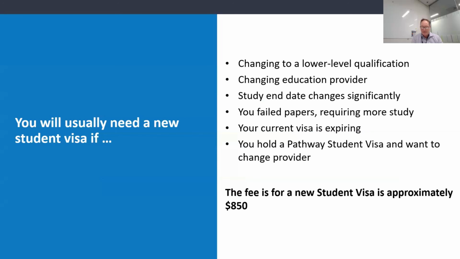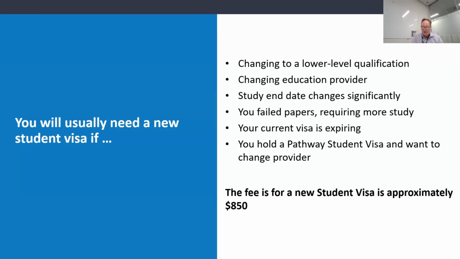Some changes are too significant to be approved through a variation of conditions. In these situations, you'll normally need to apply for a completely new student visa. Examples include changing to a lower level qualification, moving to a different education provider, needing extra time to complete your studies, or if your current visa is close to expiring. You will normally also need a new visa if your study program will finish much earlier or much later than originally approved.